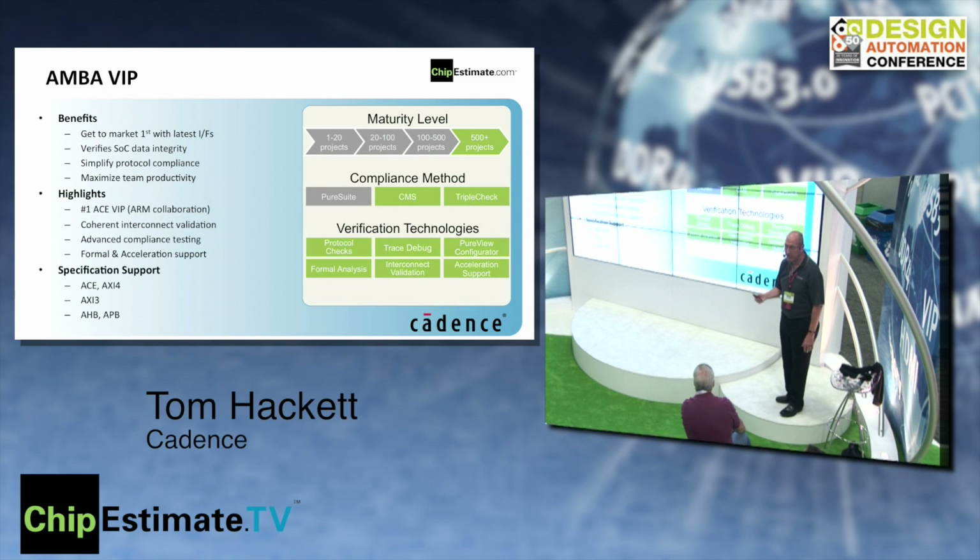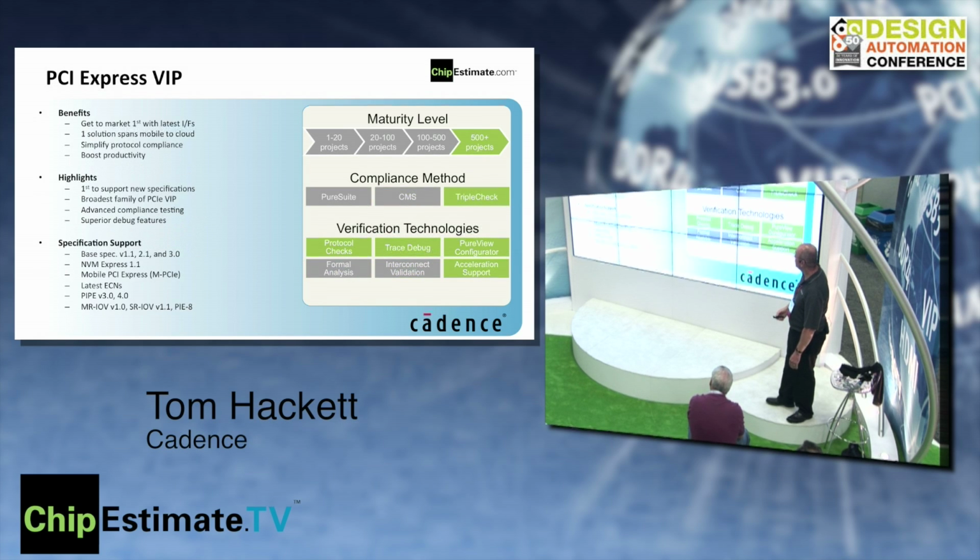And now we've got a slide here on our AMBA VIP in particular. So in AMBA, customers have verified over 500 projects with our AMBA VIP. It's been very successfully run out. We use triple check for compliance, and it has a lot of backing verification methodologies that help out. We've been number one in consistently delivering to the latest AMBA protocols as they come out, and support for all the major ARM protocols that are out there.